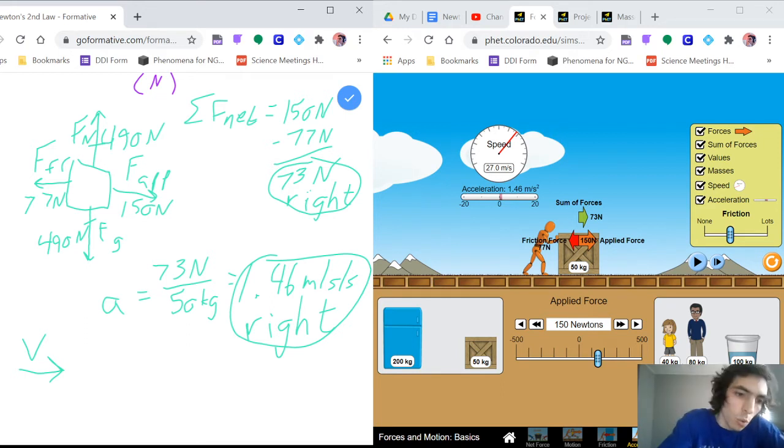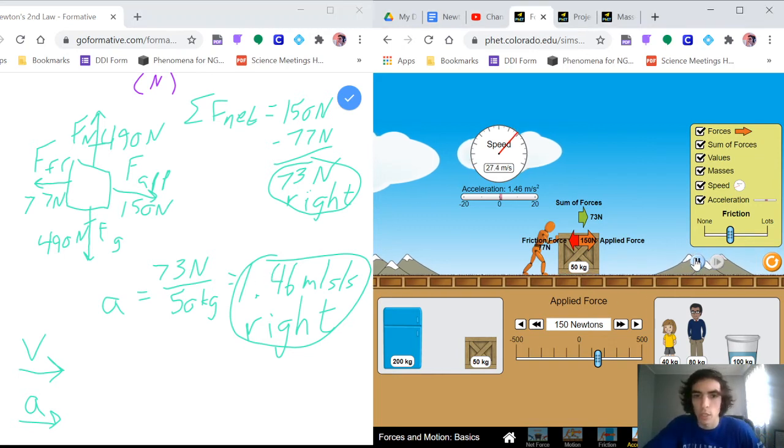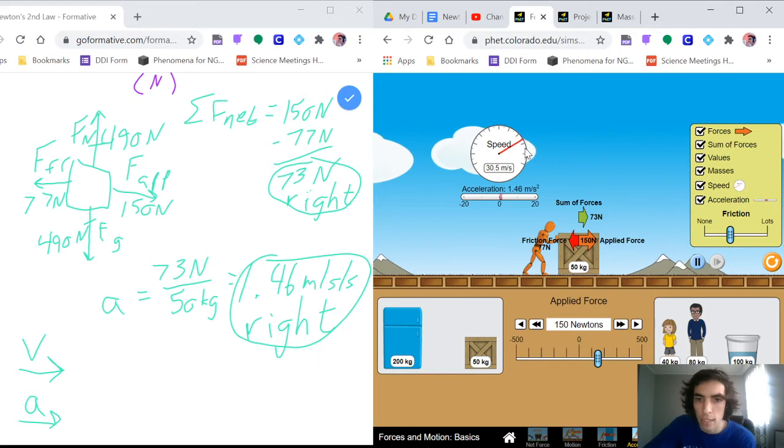And we know that its acceleration is to the right, because the net force is to the right, because we have more total force acting to push this box to the right than friction pulls back to the left. Since our velocity is to the right and this object accelerates to the right, this answer for acceleration means that every second the box's velocity increases by 1.46 meters per second. So we'll be able to see that here, right? That's how fast the speed is going up.